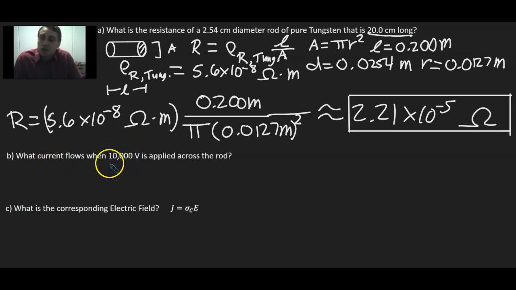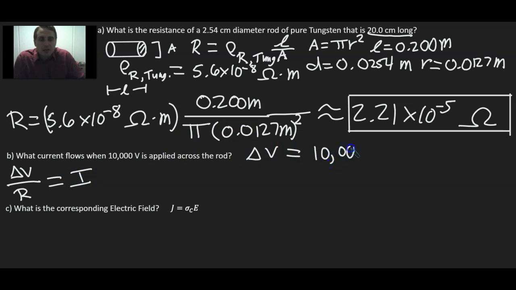Well, I think we should use Ohm's law. As long as we assume this is an ohmic device, that the current is linearly proportional to the voltage, then we should be able to use Ohm's law. So I think that delta V, that's the voltage difference, over R should equal I, which is the current. And in this case, delta V is exactly 10,000 volts. So let's just put those numbers in.